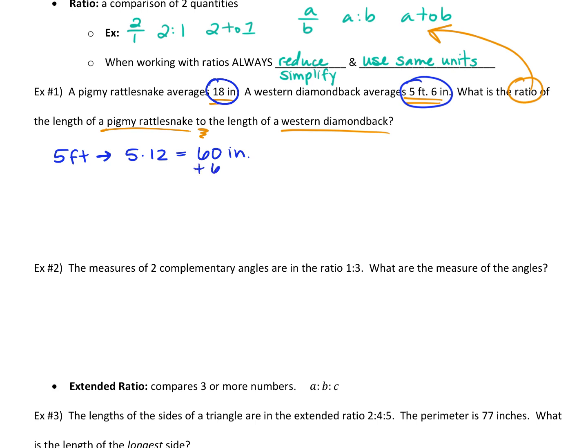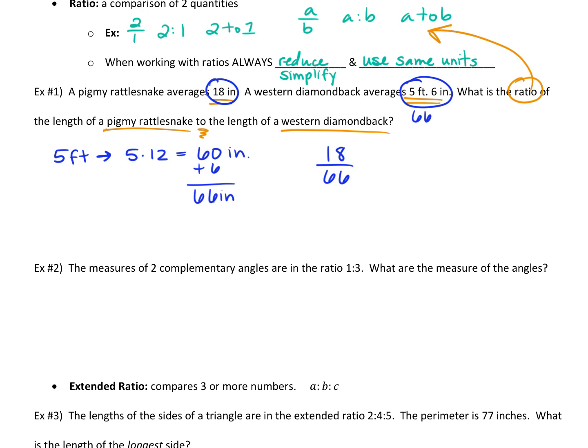66. Don't forget to add those extra 6 inches on, right? So it's 66 inches for the western diamondback. That's this guy. And 18 for the pygmy rattlesnake. Which one goes on top of our fraction? 18. The rattlesnake, right? So the 18 on top, the 66 on bottom. Is that our ratio of pygmy rattlesnake to western diamondback?